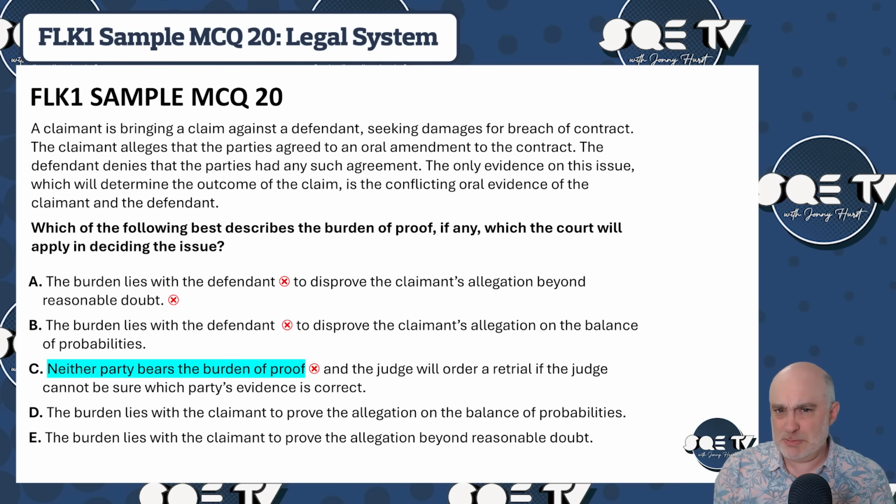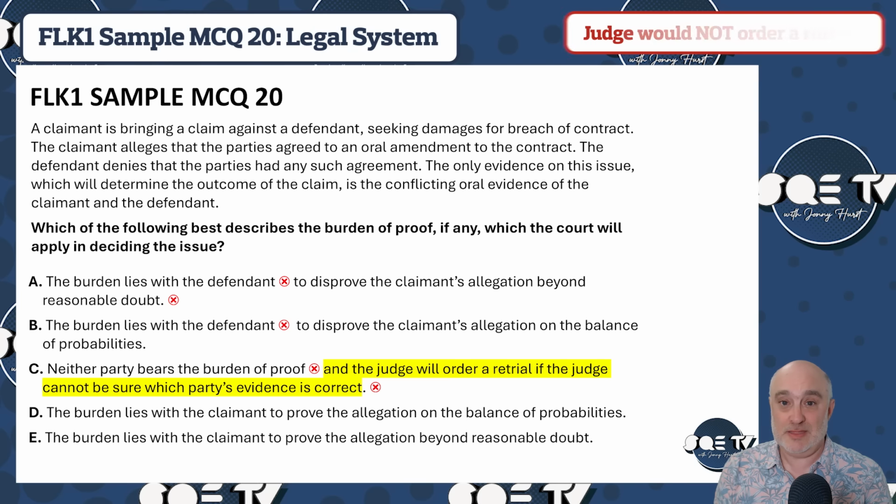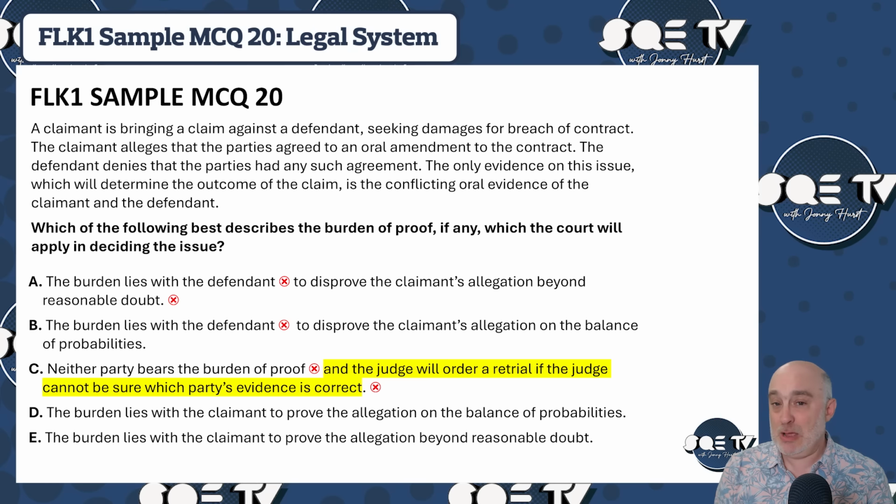as well. But just before we leave option C, it's worthwhile commenting on that last few words. It says the judge will order a retrial if the judge can't be sure which party's evidence is correct. Well, if that is the case, then the claimant won't have proved on the balance of probability that their evidence is to be preferred, and therefore the onus of proof has not been satisfied in that particular case. So in that case, judgment would be awarded to the defendant. The claimant wouldn't succeed in their case. So A, B and C have been ruled out. Let's have a look at D and E.